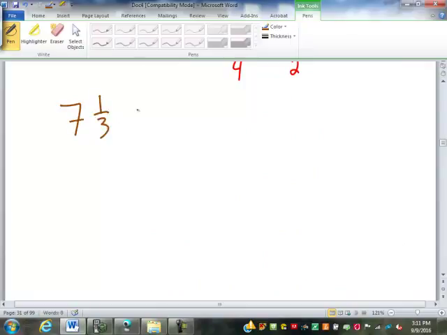So 7 1/3 divided by 2 4/5. Now, if we're going to change this to multiplying by a reciprocal, it only makes sense that we do the same thing we did for multiplication, which is turn them into improper fractions. 7 1/3 becomes how many thirds? 22, good. 2 4/5 becomes how many fifths? 14. Now, can we cross-cancel here?